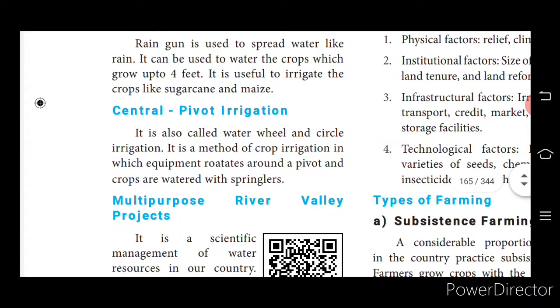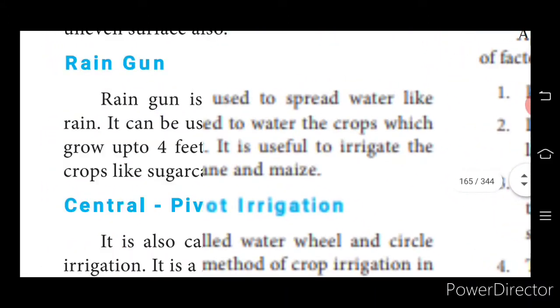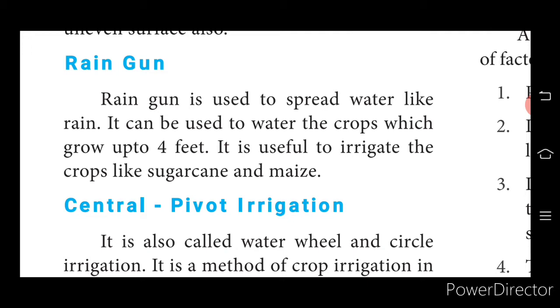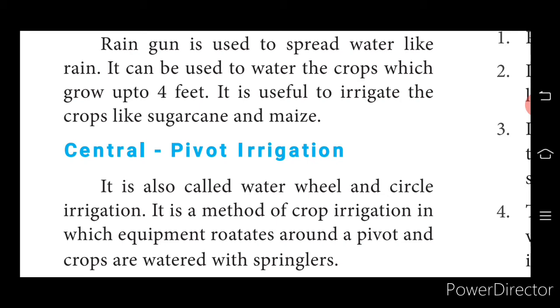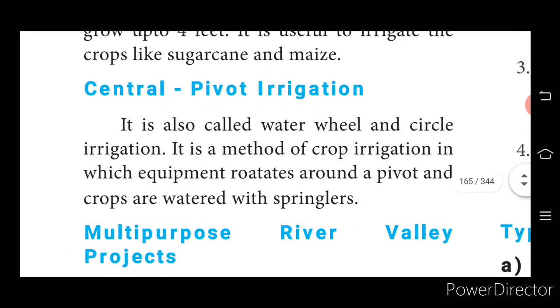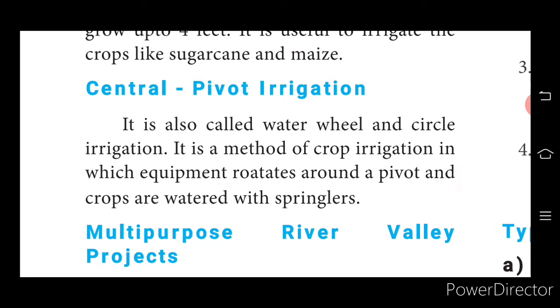Now coming to the rain gun. The rain gun is used to spread water like rain. From the name itself you can understand how the water drizzles like rain, like a downpour coming as a drizzle. It can be used to water crops which grow up to 4 feet, useful to irrigate crops like sugarcane and maize. Those crops which require very little water, the rain gun method can be used to avoid the wastage of water.